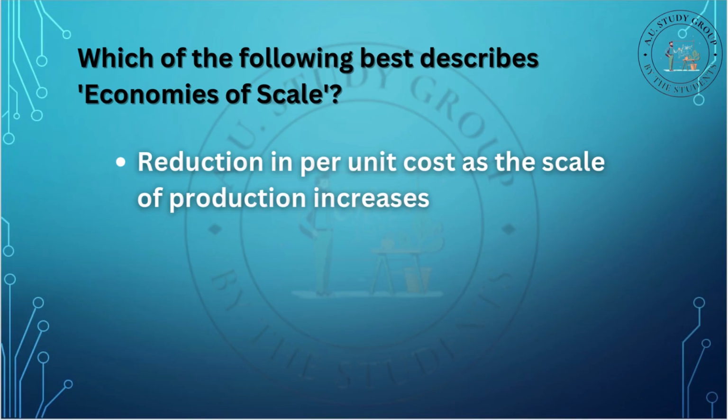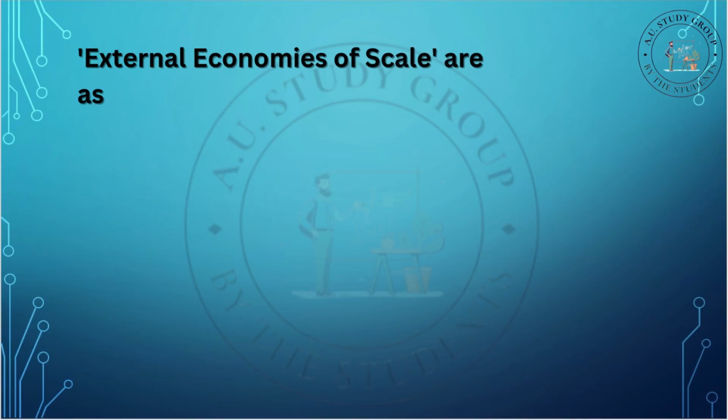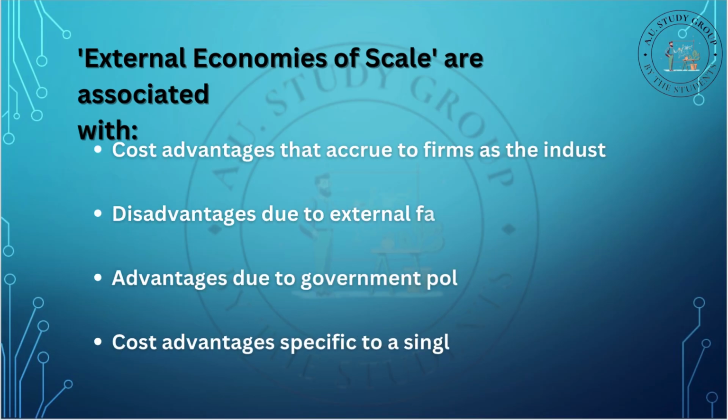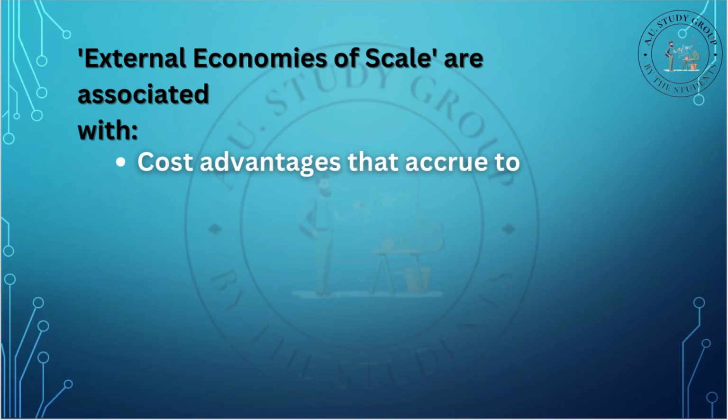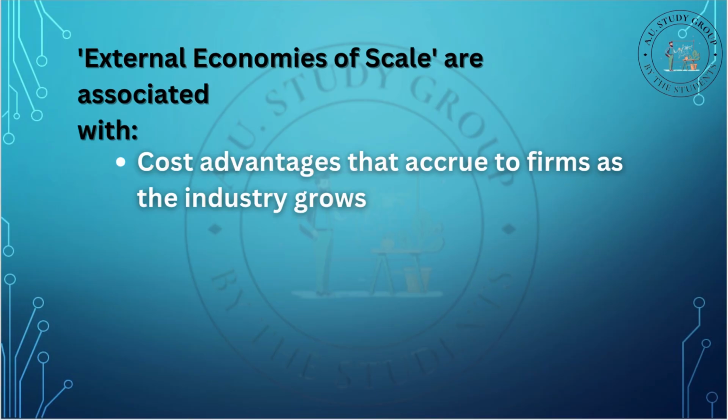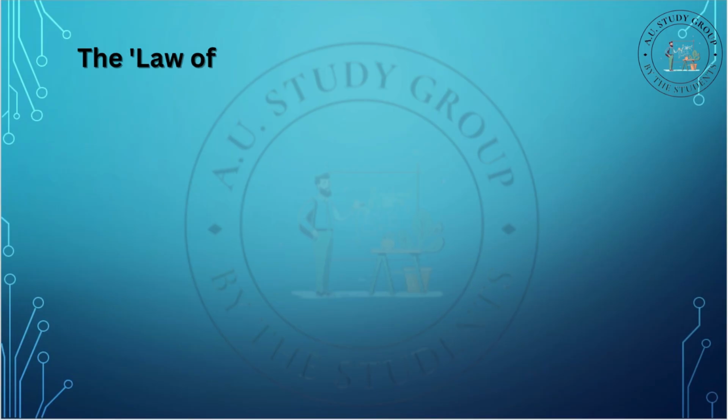Very good. Next one. External economies of scale are associated with what? Cost advantages that accrue to firms as the industry grows, disadvantages due to external factors, advantages due to government policies, cost advantage specific to a single firm. What is external economies of scale? Cost advantage that accrues to firms as the industry grows. That is external economies.